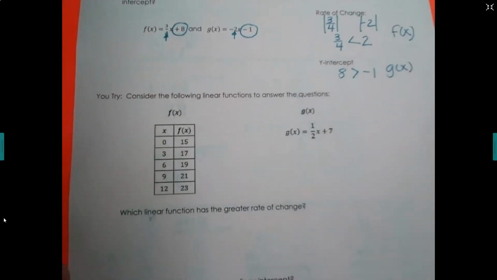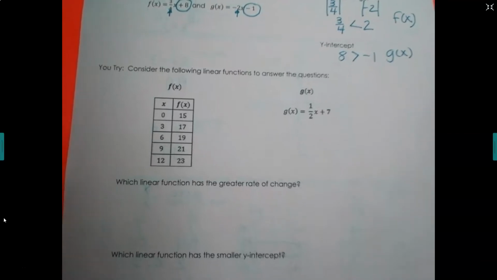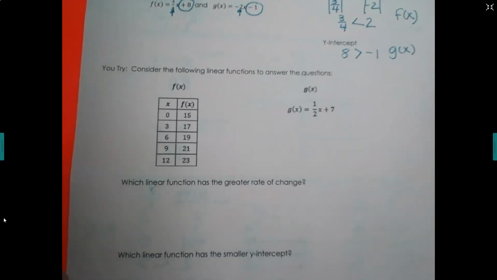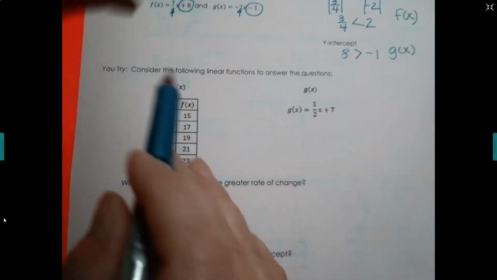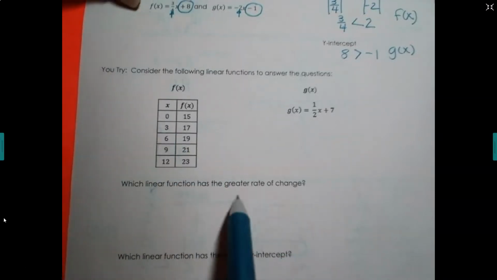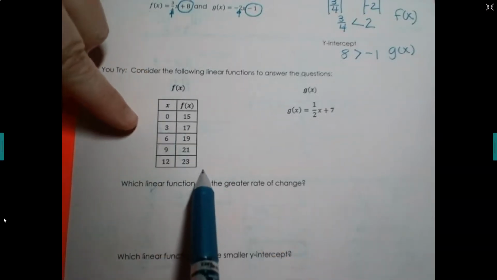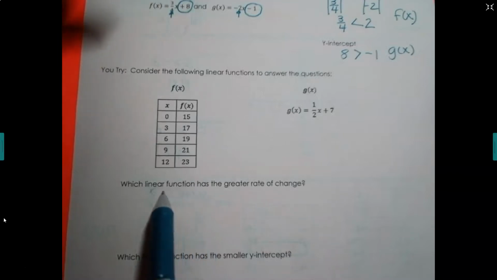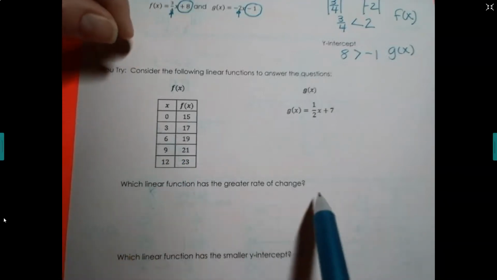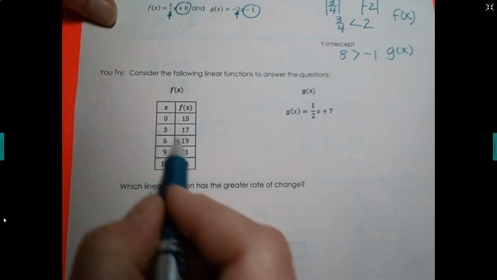All right. Now, these two, I recommend stop the video, try them completely on your own, and then come back and check. All right. So let's take a look. Who has the greater rate of change? So I have a table of values. I know these are linear, so I can do the cheat methods. Otherwise, I'd probably give you 2 points to start with.